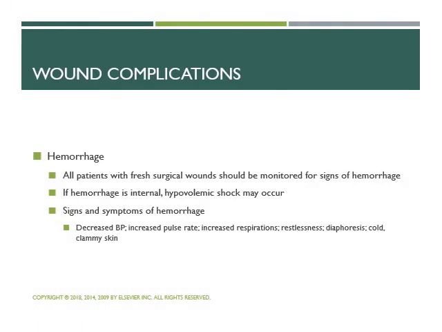We're going to discuss some wound complications. An example is hemorrhage. Some bleeding from a wound site is normal, but hemorrhage is certainly abnormal. As a nurse, please assess your patient for any signs or symptoms of hemorrhage. Look for hypovolemic shock. Signs and symptoms of hemorrhage include decreased blood pressure, an increased pulse rate, increase in respirations, restlessness, diaphoresis, and also the individual can be cold and clammy.